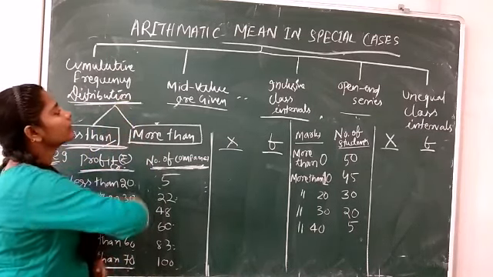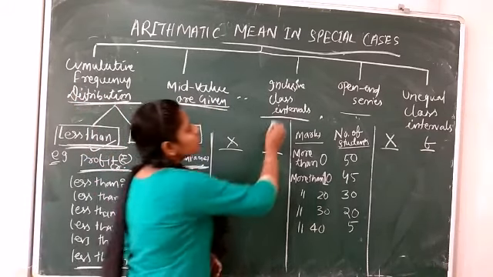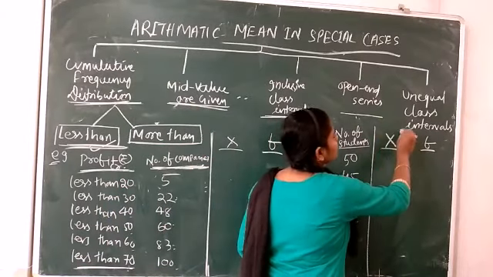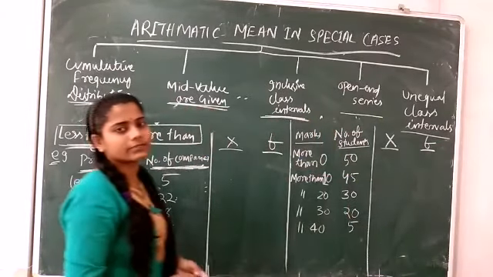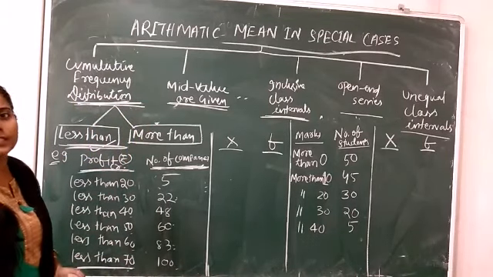One is cumulative frequency distribution. Second is when mean values are given. Third situation is inclusive class intervals. Fourth situation is open-end series, and the last is unequal class interval. First case we will discuss, that is cumulative frequency distribution.